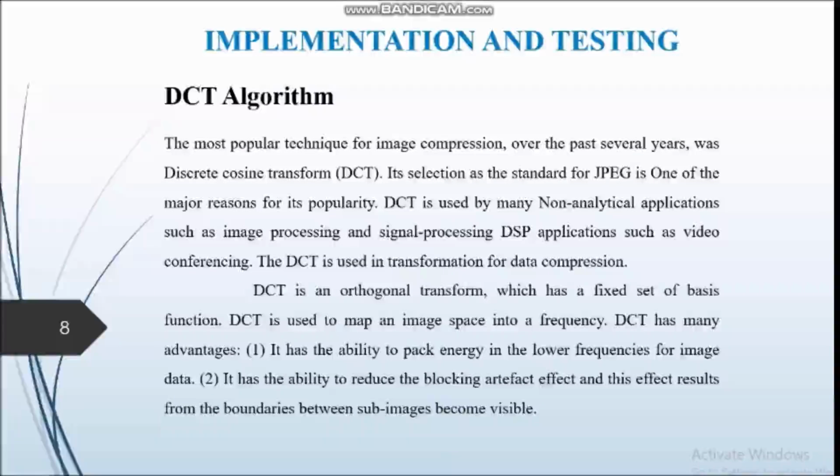The advantages of DCT are, first, the ability to pack energy in the lower frequencies for image data, and the second advantage is the ability to reduce the blocking artifact effect, which results when the boundaries between sub-images become visible.